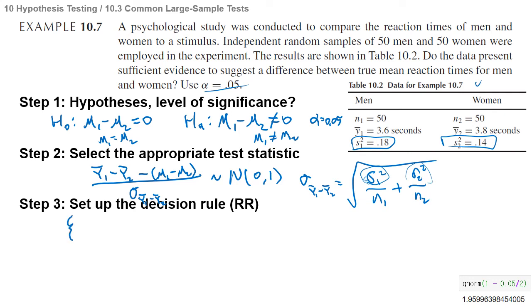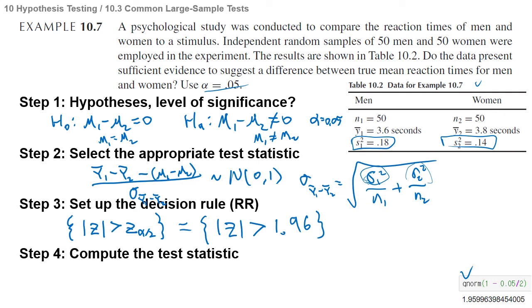The decision rule for a two-sided test is the absolute value of z is greater than small z alpha over 2, and this z alpha over 2 can be calculated using R. It's about 1.96, and so this is our rejection rule. And the next thing is to compute the test statistic.